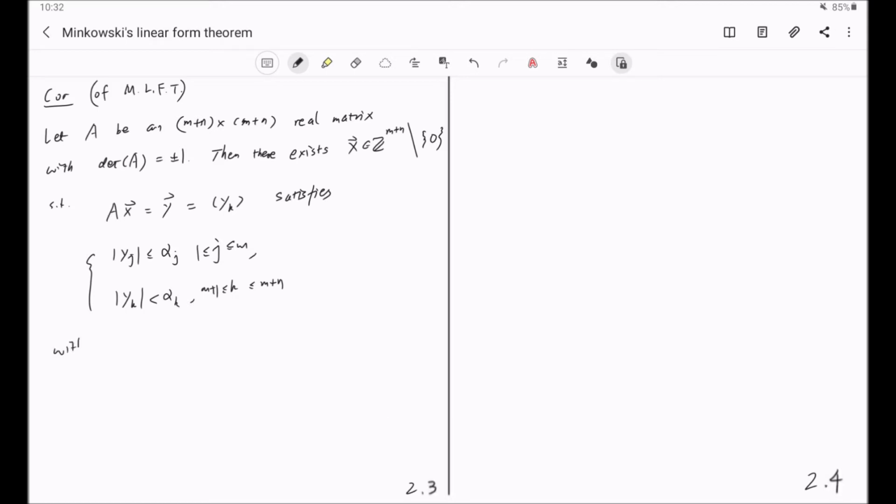with the product of those scalars equal to plus 1. And of course, you have to assume that each scalar is positive. You should be able to see this corollary immediately from Minkowski's linear form theorem, but if you don't, let me still prove it anyway.